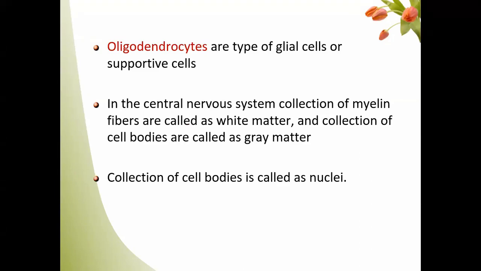In the central nervous system, CNS, the collection of myelinated fibers is called white matter, and the collection of cell bodies is called gray matter. The white matter is made up of myelin sheath, and the gray matter is made up of cell bodies. Please note this point. You may be asked this question on your quiz examinations. And the collection of cell bodies is called nuclei.